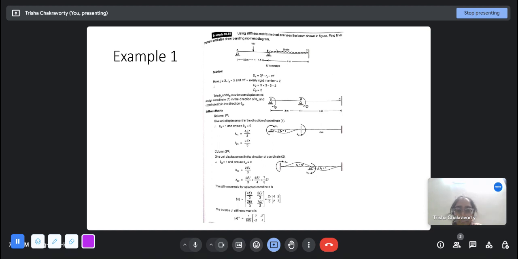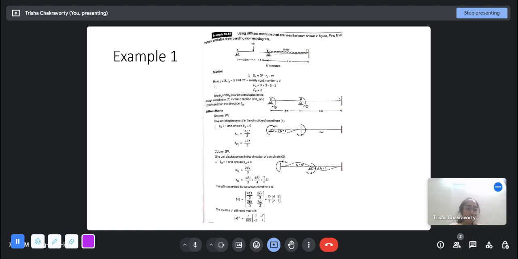And what are these two we have to identify? So theta A and theta B are the free displacements, free degrees of freedom, because there is no axial deformation anywhere, and the vertical deflection is restrained everywhere. So A can rotate, B can rotate, C cannot rotate. So theta A and theta B are the unknown displacements. We assign coordinate 1 in the direction of A and coordinate 2 in the direction of B.